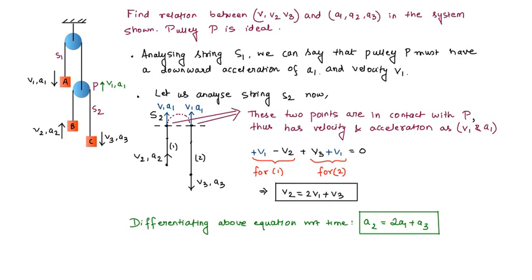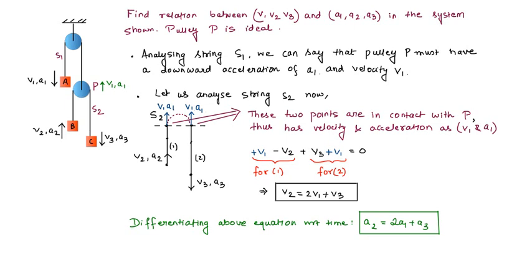Derivative of v1 will be a1 with respect to time, and derivative of v3 with respect to time will be a3. So this is a very simple method. You just need to identify the velocities of the endpoints of a particular string, and we will consider that velocity to be positive if it is increasing the length, and it will be considered negative if it tries to decrease the length. Then just add the velocities and equate it to 0.